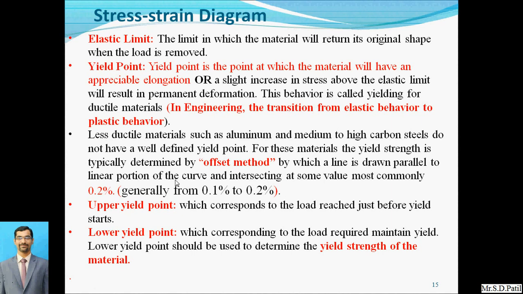So there is the upper yield point, which corresponds to the load reached just before the yield starts, and the lower yield point, which corresponds to the load required to maintain the yield. These are the 2 points in the yield phase, the upper yield point and the lower yield point. To determine the yield strength of the material, the lower yield point is used.